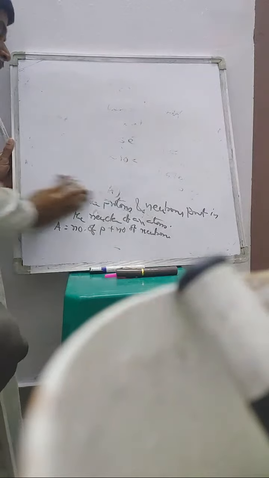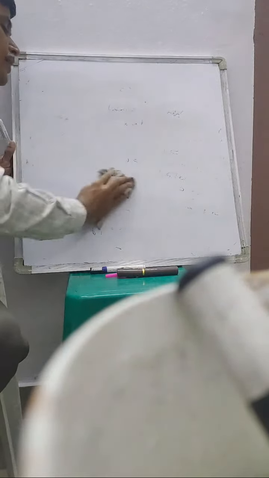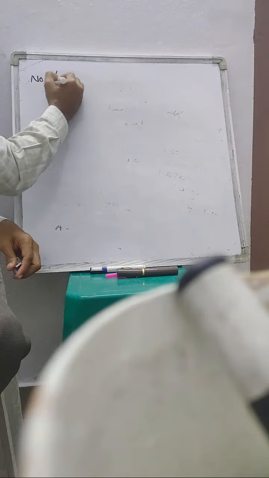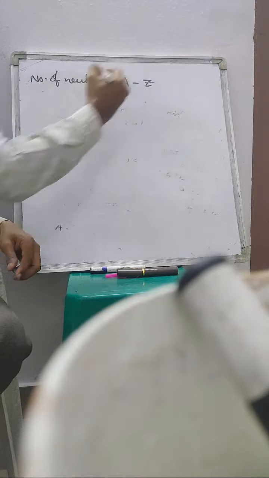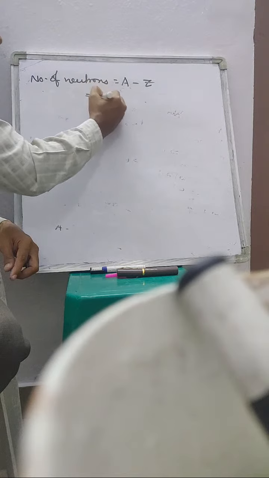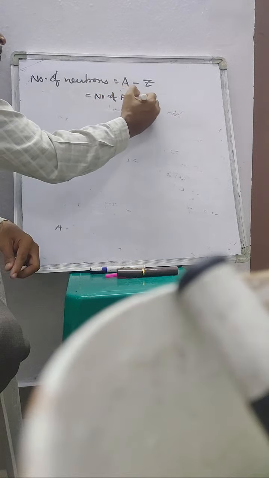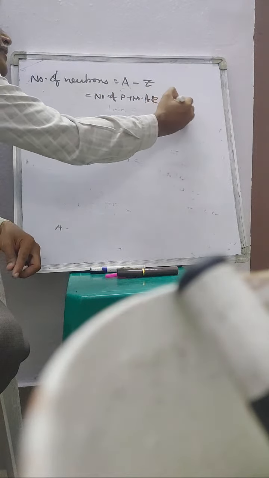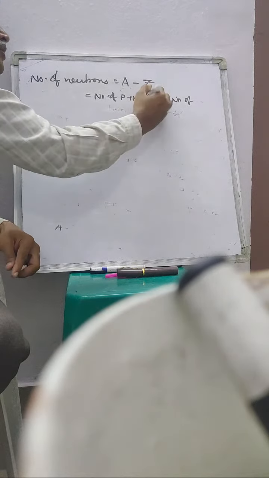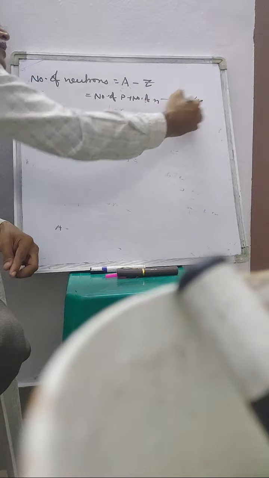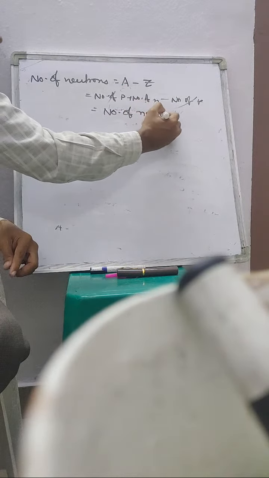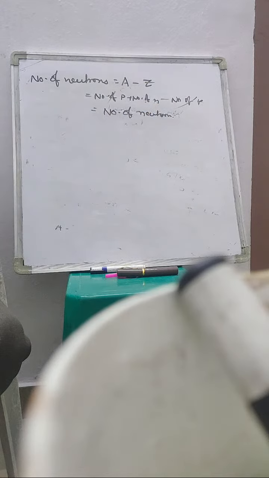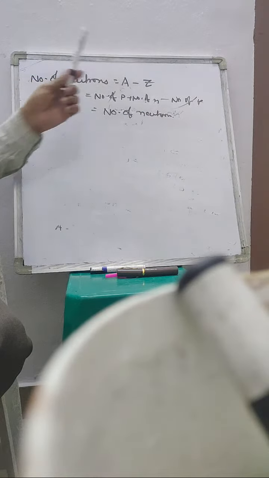Here, generally, the number of neutrons is calculated by using the formula A minus Z. Number of neutrons is A minus Z, because A is the number of protons plus number of neutrons, and Z is the number of protons. The protons cancel, and we get the number of neutrons. So number of neutrons is given by A minus Z.